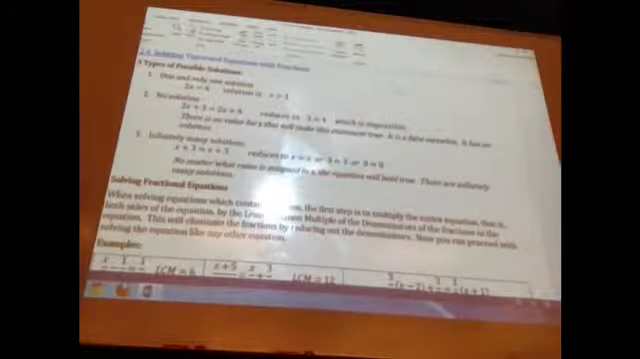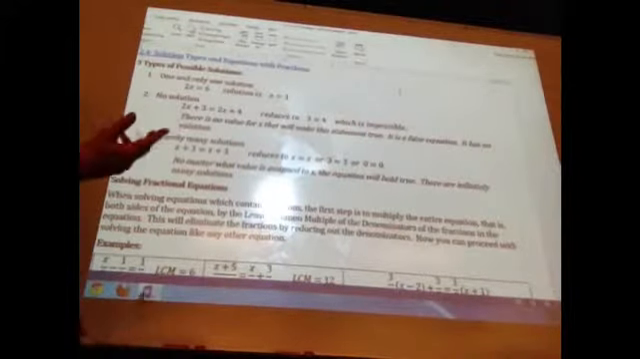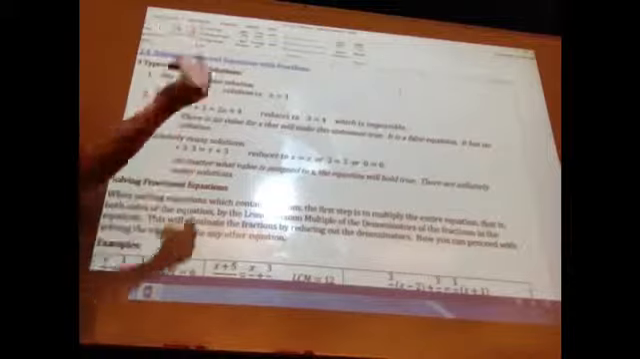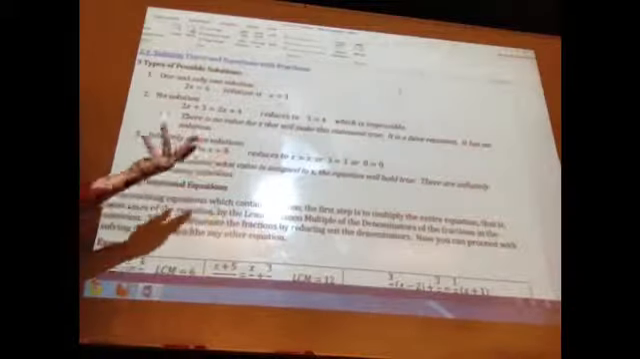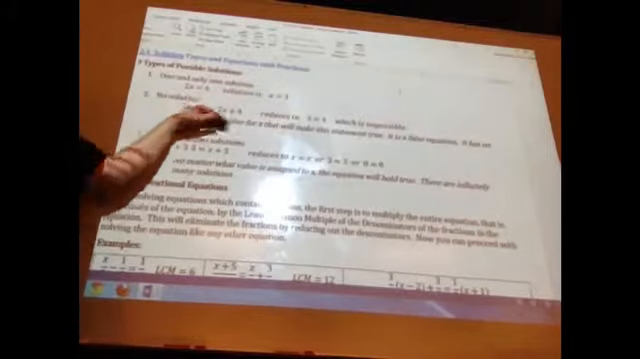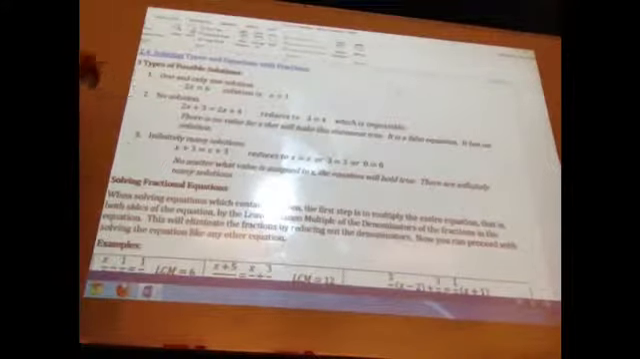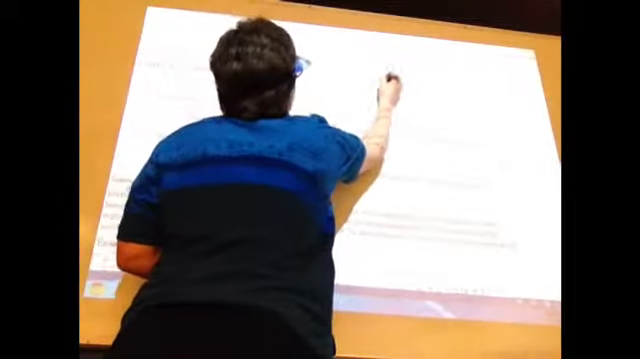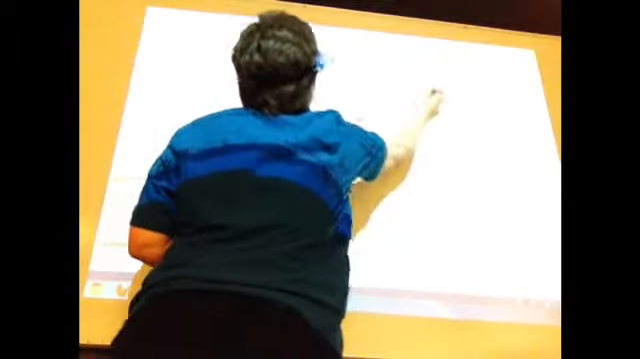Okay. Now the other situations are kind of weird. For instance, if I get no solutions. You only get no solutions if the original equation is a lie. Basically, there's no way that equation will ever hold true. Well, what happens if we try to solve this equation? Let's see. We have 2x plus 3 equals 2x plus 4.